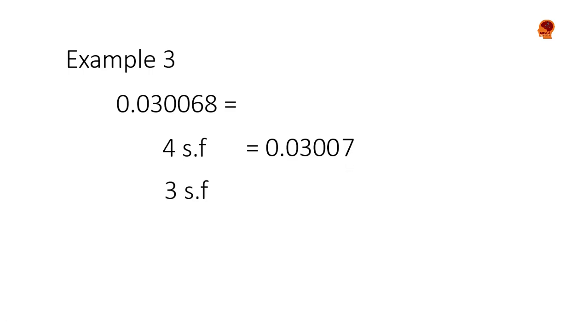Okay, now let's correct it into 3 significant figures, and then we're going to have 0.0301, because 7 is a round up number. We turn it to 0 and add 1 to make it 1. Okay, now let's correct it into one significant figure, and then we're going to have 0.03. Remember, I told you that 3 is the first significant figure in this question.